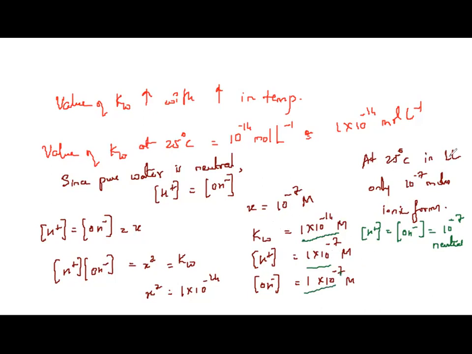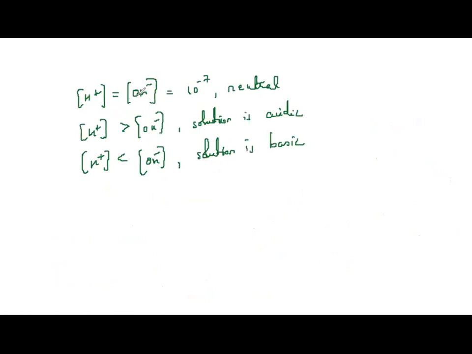Yes. So at 25 degrees Celsius in 1 liter, 10 raised to minus 7 moles exist in ionic form, other than 55.5 moles. Then we come to the conclusion that if both H plus and OH minus ion concentrations are equal, each will be 10 raised to minus 7, and that is said to be a neutral solution. If the H plus ion concentration is more than the OH minus ion concentration, the solution is acidic. If it is less than the OH minus ion concentration, the solution is basic.